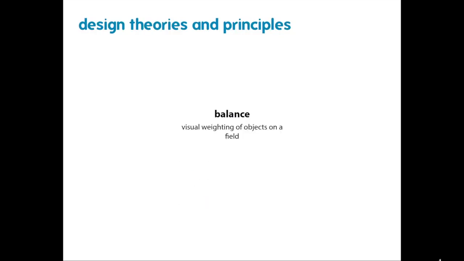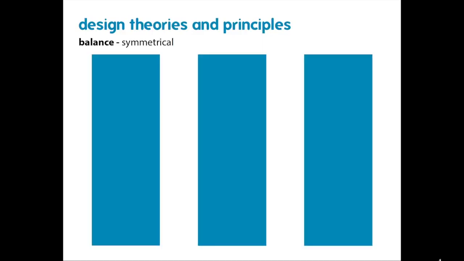So the first thing we're going to talk about today is balance, which is the visual weighting of objects on a field. The first type of balance is symmetrical balance, and so here we have three rectangles organized vertically, and you can see that they're centered and equally spaced. It has a real sense of overall balance and order that can be thought of as very pleasing to the eye.